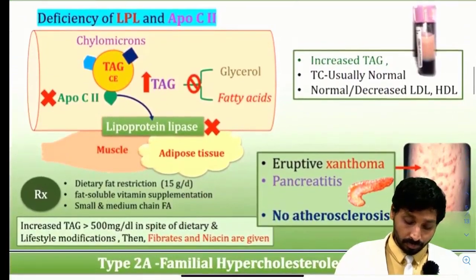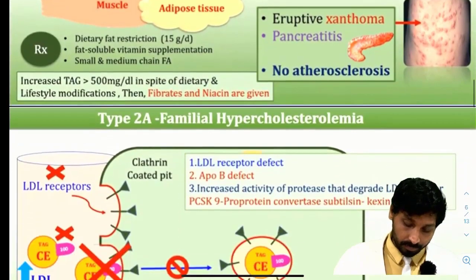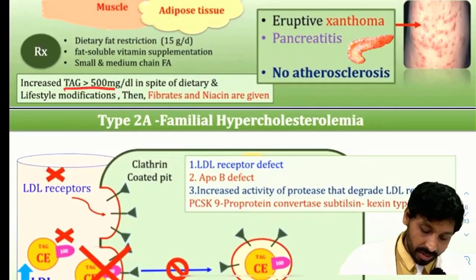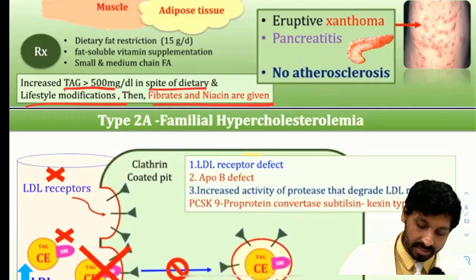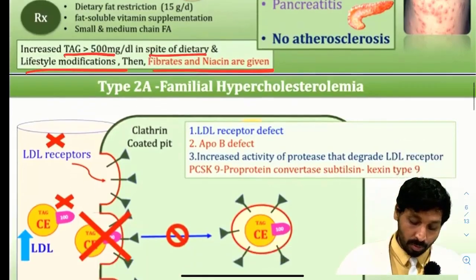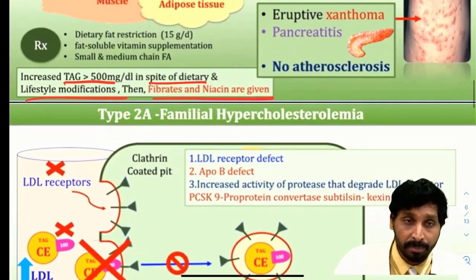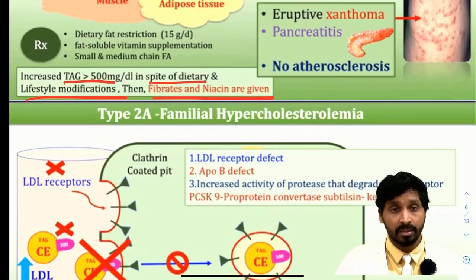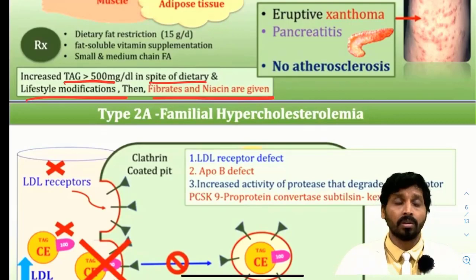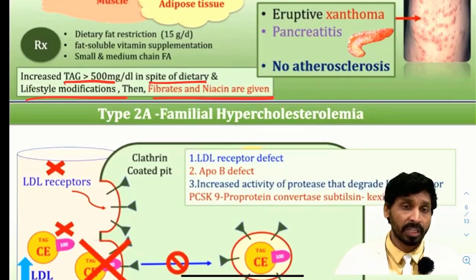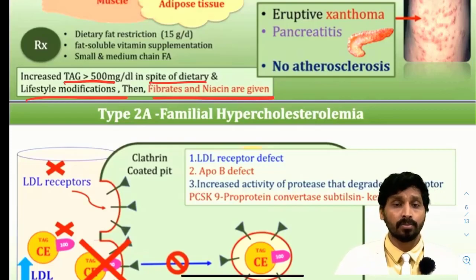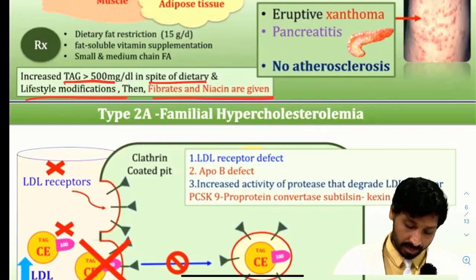So now, if TAG is greater than 500 milligrams per deciliter in spite of dietary and lifestyle modifications, then fibrates and niacin are given. This is one more consideration in treatment. If triglyceride levels are more than 500 milligrams per deciliter in spite of your diet regulations and lifestyle modifications, fibrates and niacin are used, which inhibit fatty acid or triglyceride absorption from the intestine.